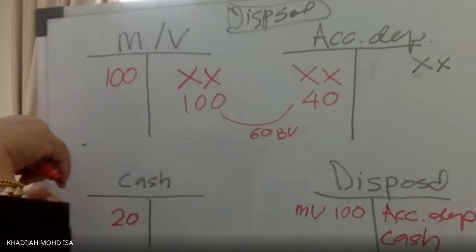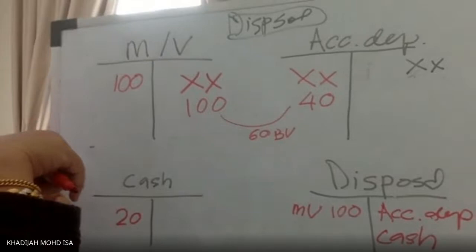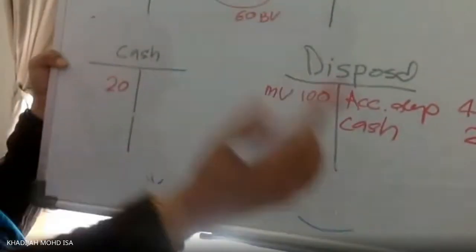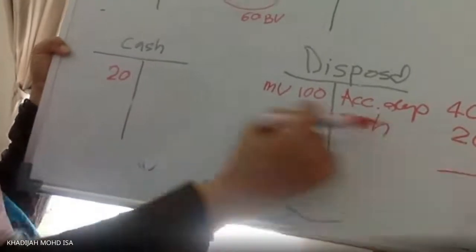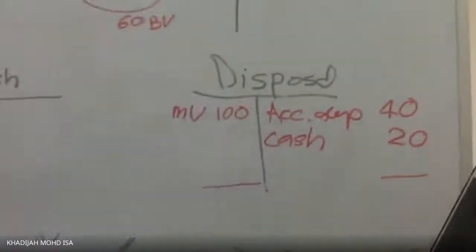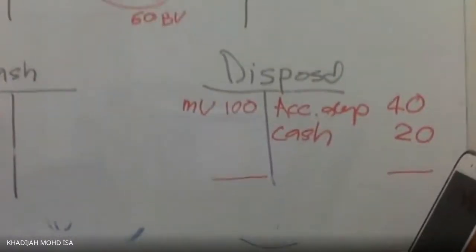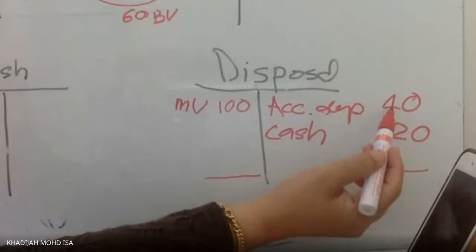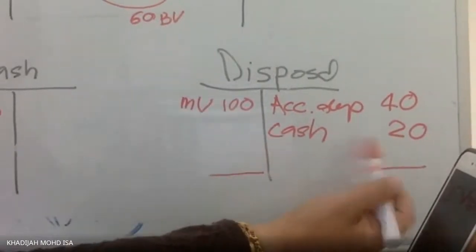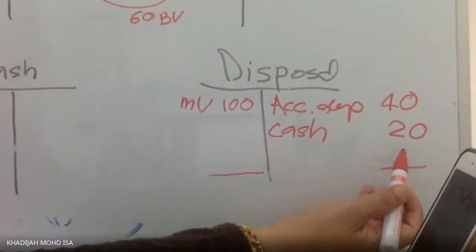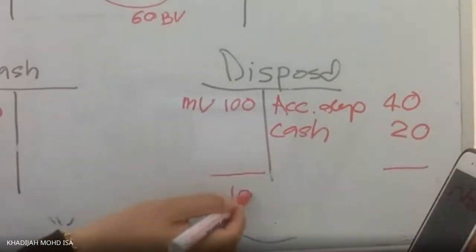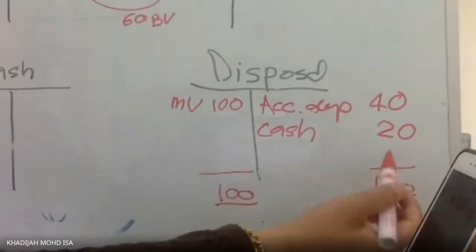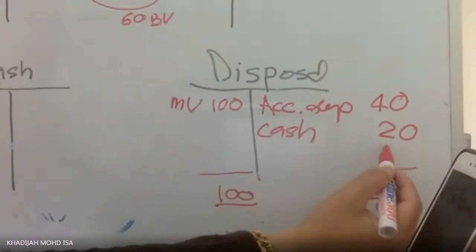So how do you know that I make a loss of 40,000? Look at this disposal account here. If I were to total on both sides, I have 100 here and 40 and 20. 100 is the cost of the motor vehicle. 40 is the accumulated depreciation. 20 is the cash I receive for the disposal of the asset. So if you look at here, what is the big amount? The 100 is the total here. So if I have 100 here, what is the missing value? It has to be 40.